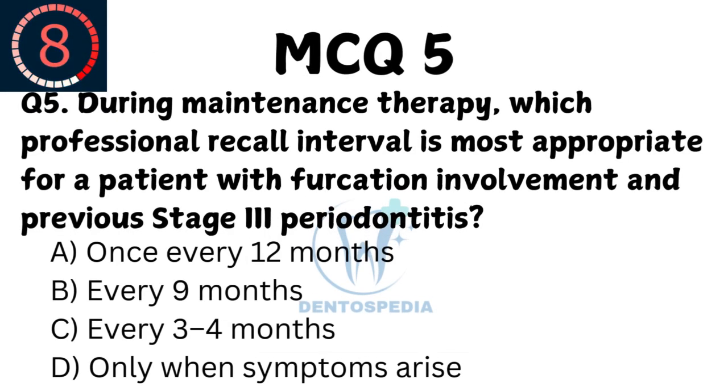Question 5. During maintenance therapy, which professional recall interval is most appropriate for a patient with furcation involvement and a history of stage 3 periodontitis? Options are A. Once every 12 months. B. Every 9 months. C. Every 3 to 4 months. D. Only when symptoms arise. Take a few seconds to think.